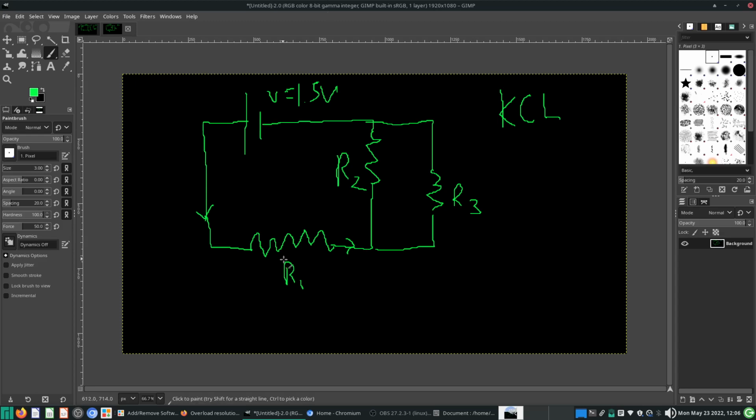And what happens here? You can make the analogy that voltage is like a pressure drop or pressure change. It is analogous to that.